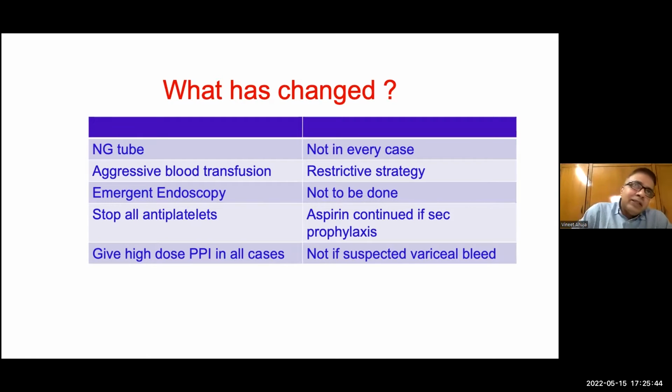Earlier, the NG tube was mandatory in every case. No, it is not needed in every case. In fact, it is not recommended for most cases. Aggressive blood transfusion was the norm, but no, a restrictive strategy clearly improves outcomes and mortality. Emergent endoscopy, no, that leads to higher mortality because you end up with more complications if you have not stabilized the patient. You need not stop all antiplatelets and push the patient into a cardiovascular event. Aspirin can be continued if the patient is on secondary prophylaxis. Give high dose PPI in all cases? Yes, in cases suspected to have ulcer bleed, but not in cases suspected to have variceal bleed.